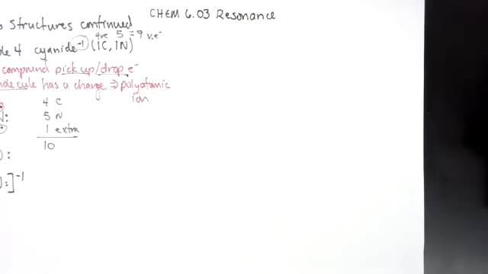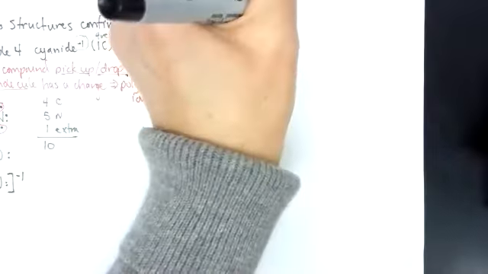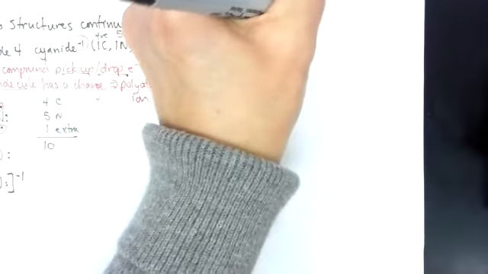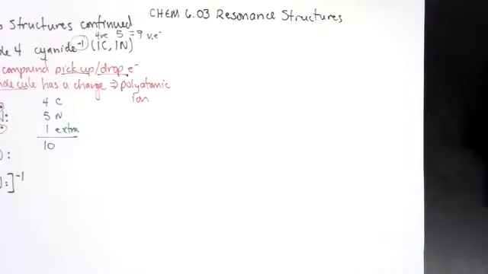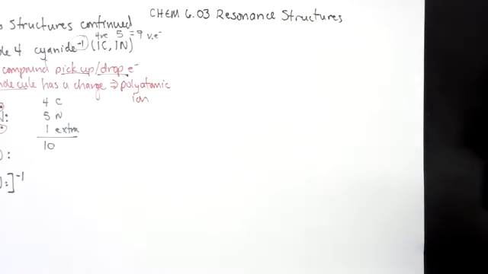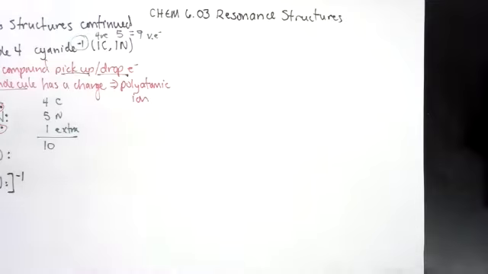Right, welcome to chemistry lesson 6.03 on resonance structures. So we're continuing on with Lewis structures, and we're going to look at the last kind of variation of these. We're on example 5 now.